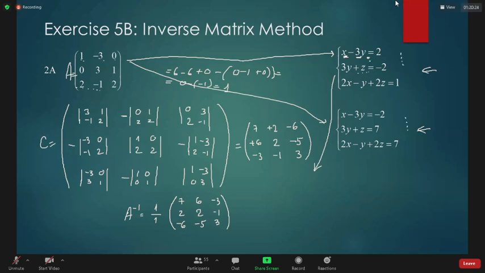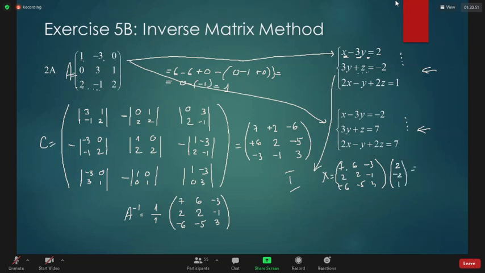So for the first system, I have to multiply this inverse 7, 6, minus 3, 2, 2, minus 1, minus 6, minus 5, 3. I need to multiply this by the column matrix 2, minus 2, 1.